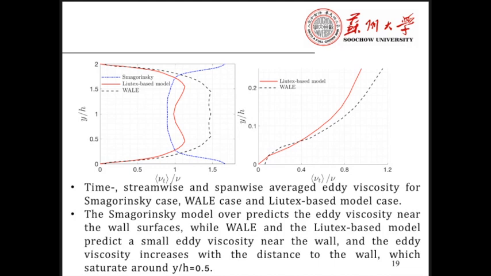A detailed comparison between WALE and the vortex-based model in the right figure reveals that the eddy viscosity on the wall surface predicted by the vortex-based model is strictly equal to 0, while for the WALE model, the eddy viscosity is small but not 0. We have to say that according to the no-slip condition imposed on the wall surfaces, there should be no velocity fluctuations on the wall, and the predicted eddy viscosity should also be 0.